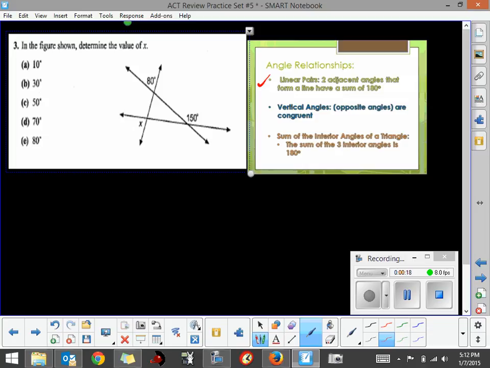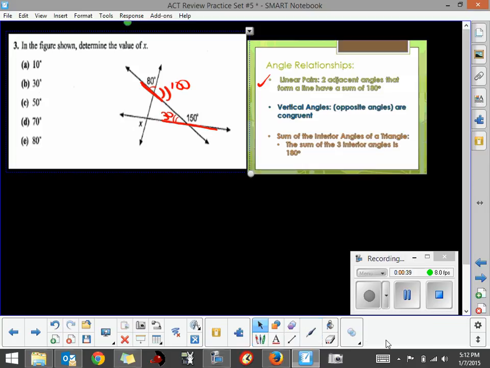So linear pairs would be like these two angles here, this 80 and this angle here would have to add up to 180, so that means this one has to be 100. Looking at this linear pair, it forms a line, so adjacent angles that form a line have to form 180 degrees total, so that would make that one 30 and so on. So those are linear pairs that we're reviewing.